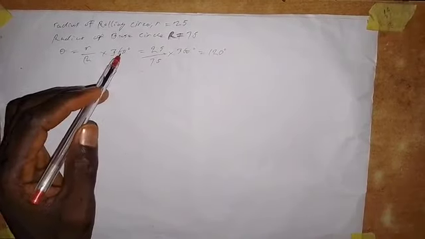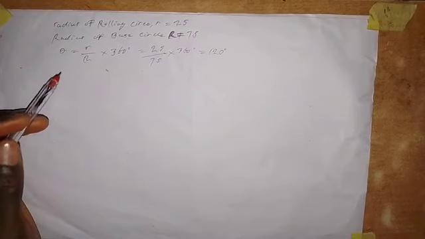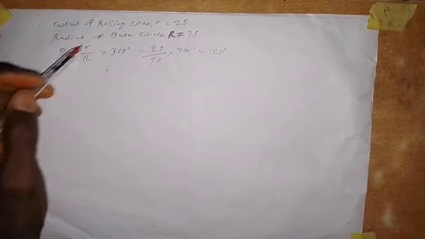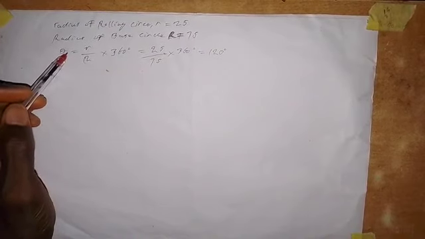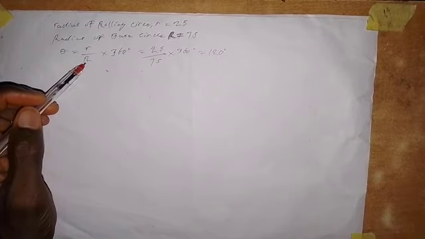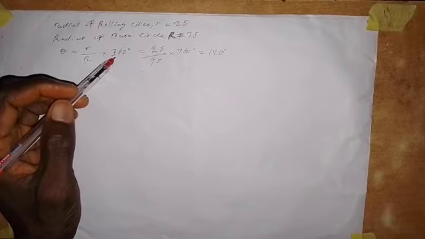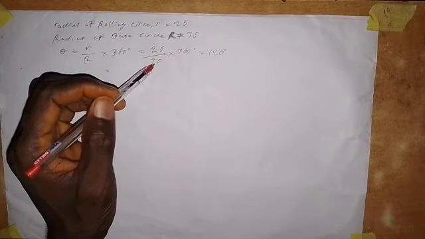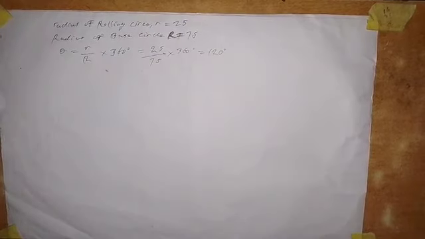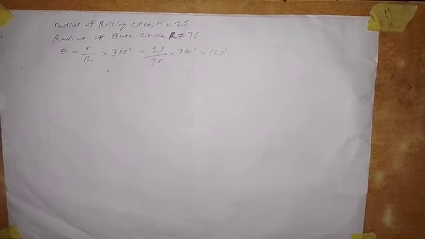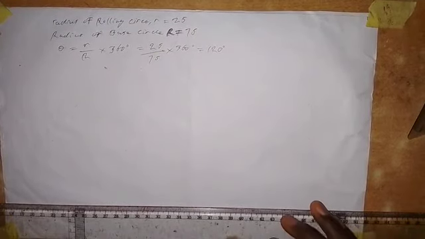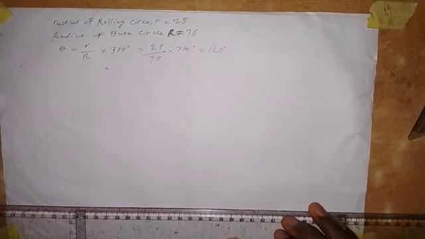Then the angle that we need is calculated with this formula. Theta is equal to radius of rolling circle over radius of the base circle multiplied by 360 degrees. So as we have here, 25 over 75 multiplied by 360 degrees gives us 120 degrees. So now we can begin to work on how to construct an epicycloid.